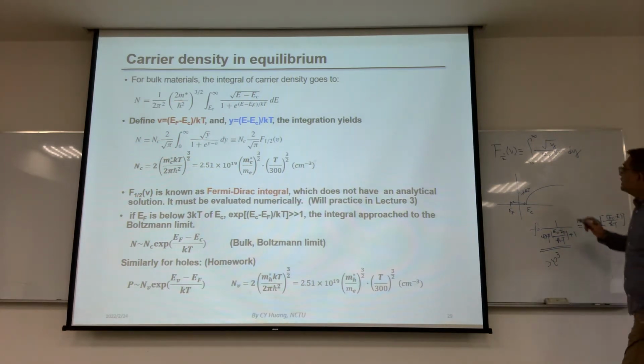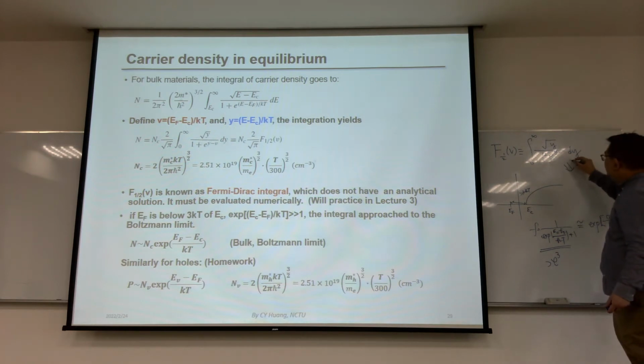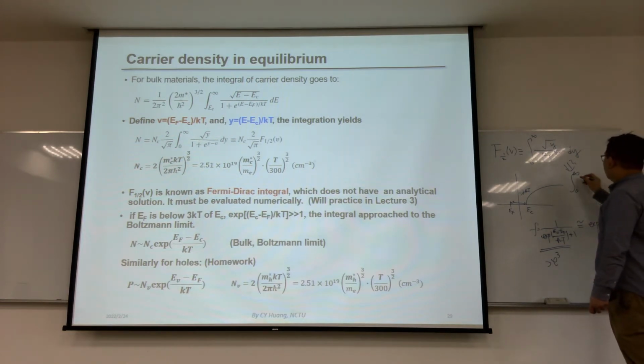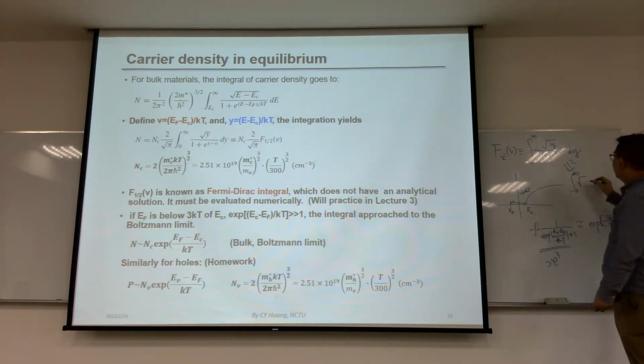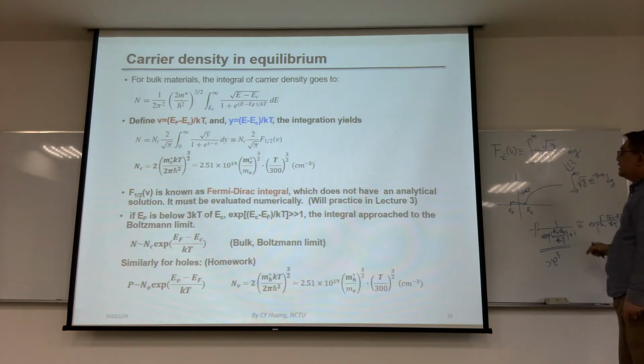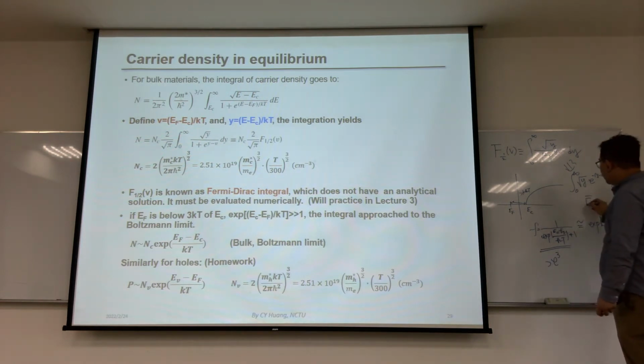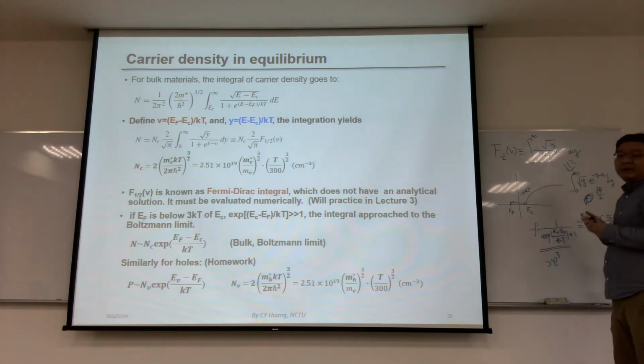Then the integral also approximates as the integral from 0 to infinity of minus y times square root y times exponential minus y, divided by e. Why? This is solvable. It can be solved. And the number is half of square root pi.